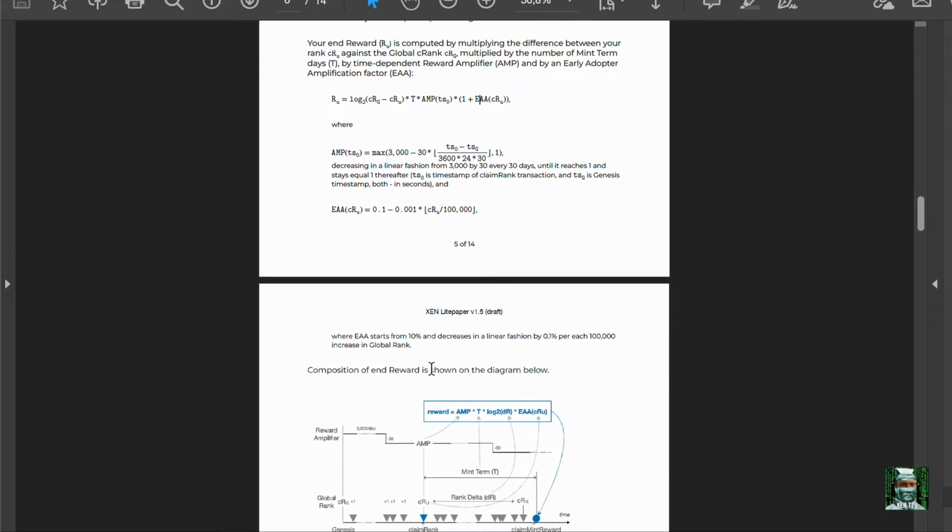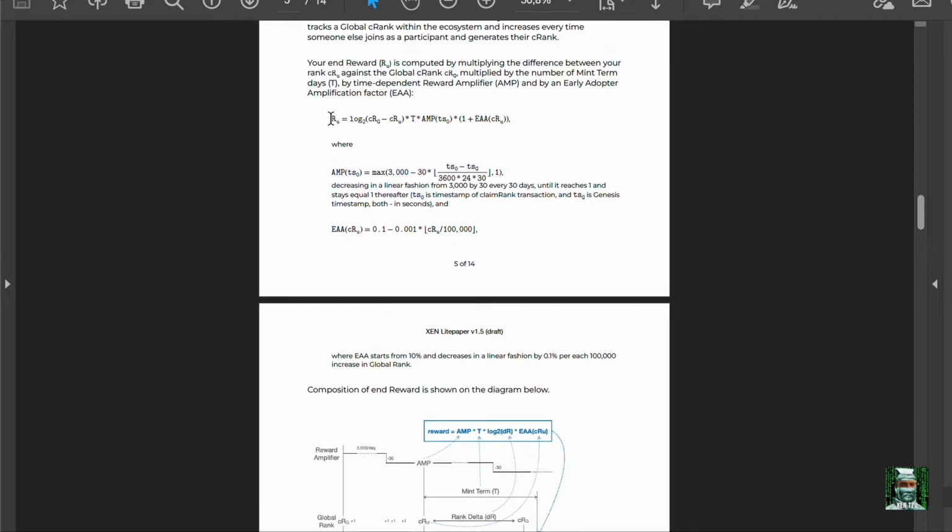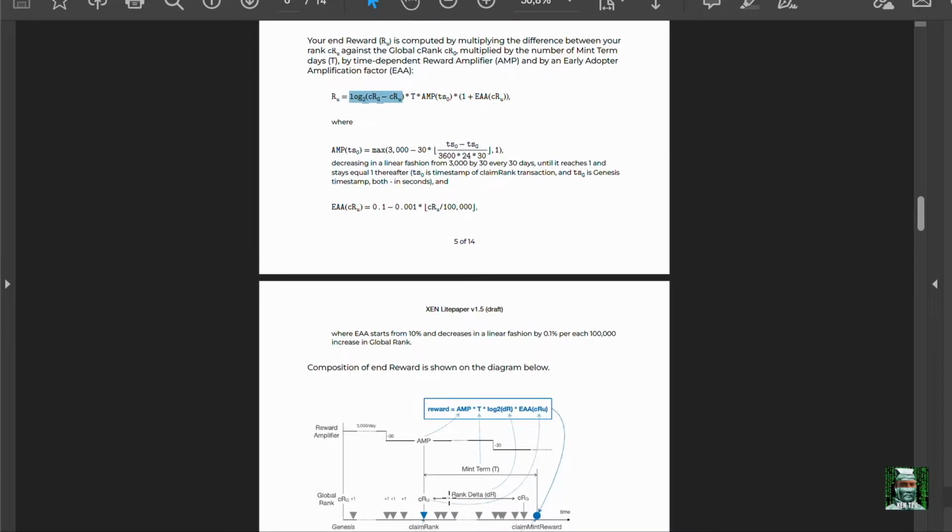So let's look at the formula now. Now we're going to explain the same thing, but we're going to look at the formula and explain it. So basically, your reward is going to be the second logarithm of the global rank minus your rank. Okay, let's just focus on this part for now. Forget about all of this. So what does this mean? That means the global rank minus your rank, that is the rank delta here that we saw below, right?